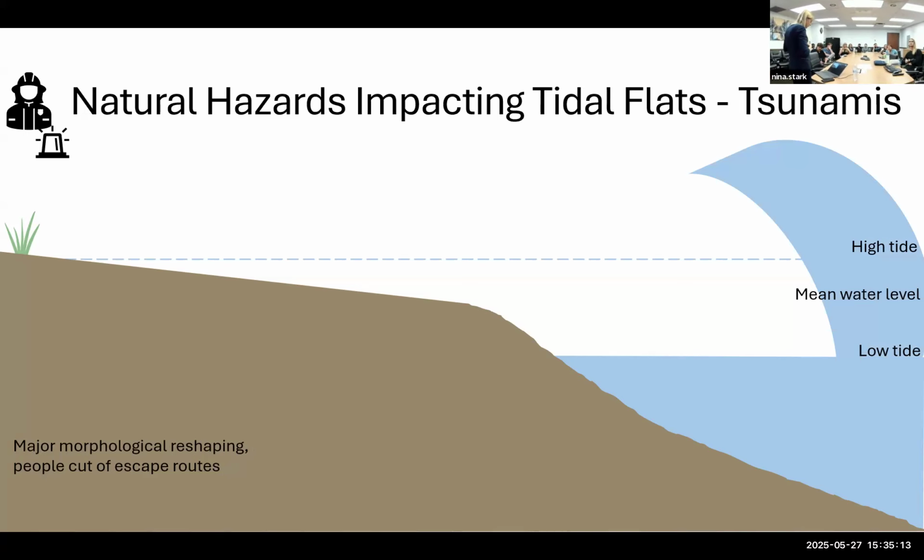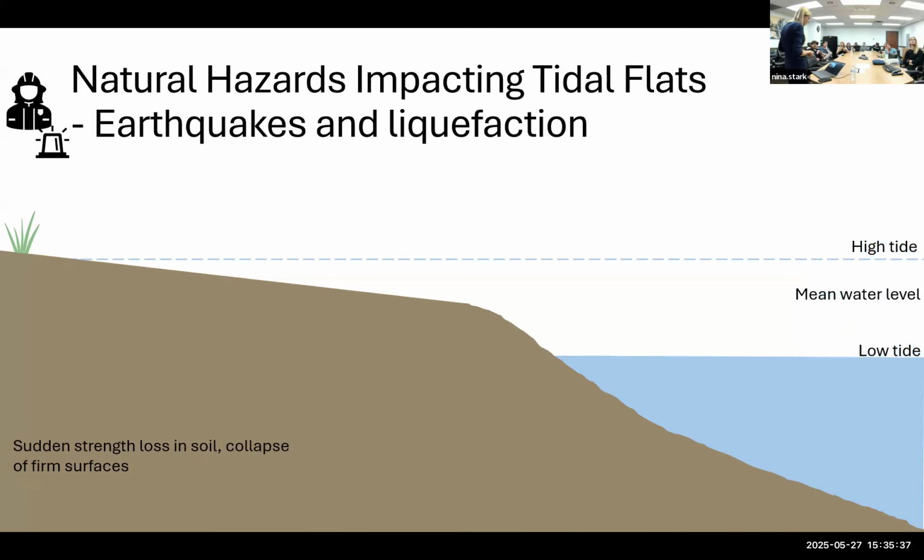The same with tidal flats and tsunamis. We have those huge waves coming, and major morphological reshaping of those areas. Sometimes the communities get cut off, so you are not able to come from landward to some communities. After that, you would need to get in from the tidal flat to rescue people after those events. So they get cut off from escape routes.